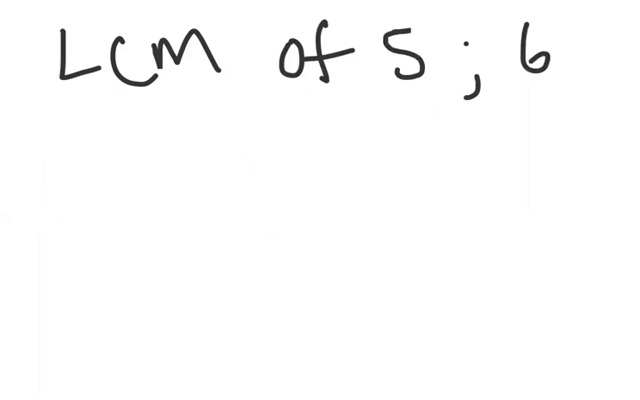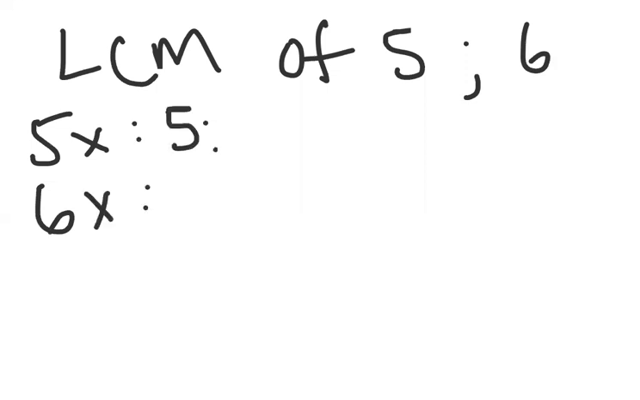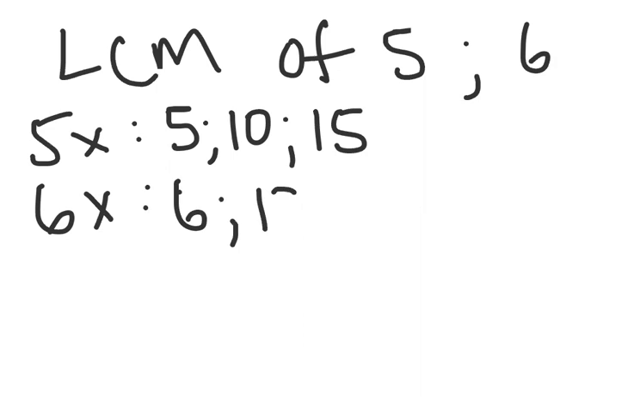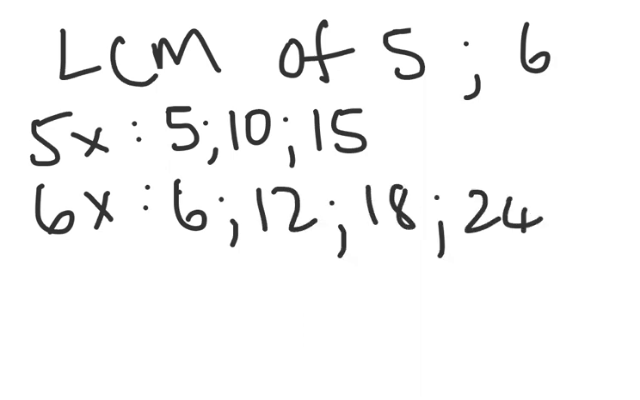What's the least common multiple of 5 and 6? So let's first do the 5 times table, then the 6 times table. The 5 times table is 5, 10, 15. The 6 times table is 6, 12, 18, 24. But if you look at this stage, there's no common number. So let's just continue with the times table.